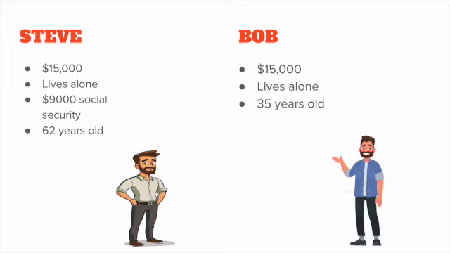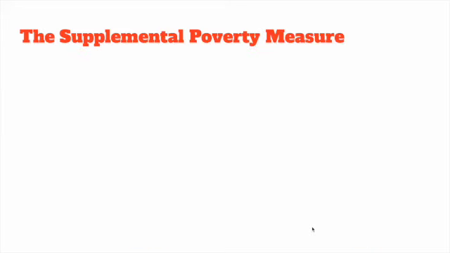Bob, on the other hand, makes $15,000 a year. He lives alone and he's 35 years old. So according to the OPM, he's living at the poverty line. Since the creation of the OPM, things have changed pretty substantially.